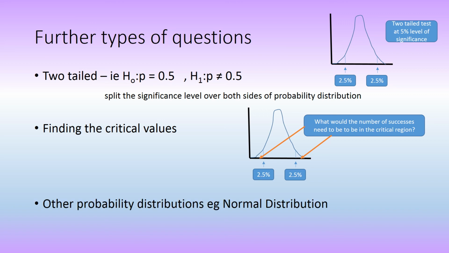And then finally, you can have questions that involve other probability distributions rather than the binomial distribution. It could be based on a normal distribution, which will come at a later stage as well.